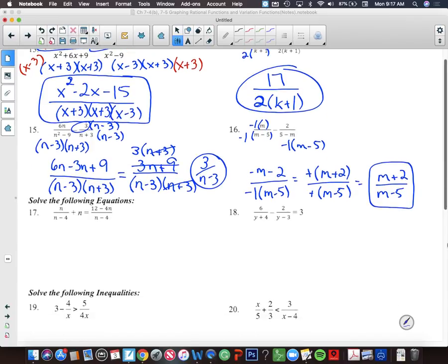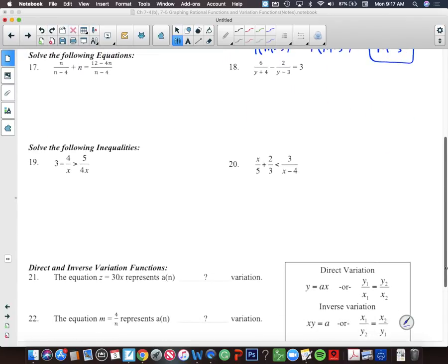Okay? All right, getting towards the end here. So solve the equations. I'll show you what it looks like after we multiply by that common denominator and then solve it. And then the inequalities will probably solve one before I jump to the word problems. Okay, so that's over 1. So we want to take everything just times an n minus 4. It's actually a fairly simple one.